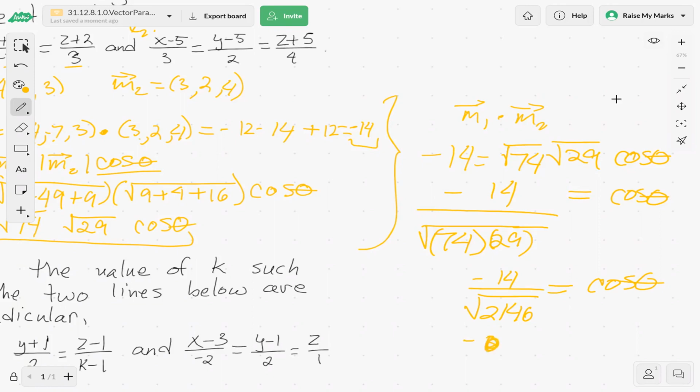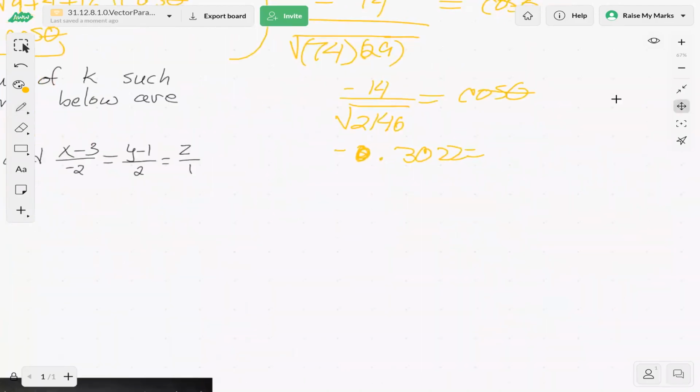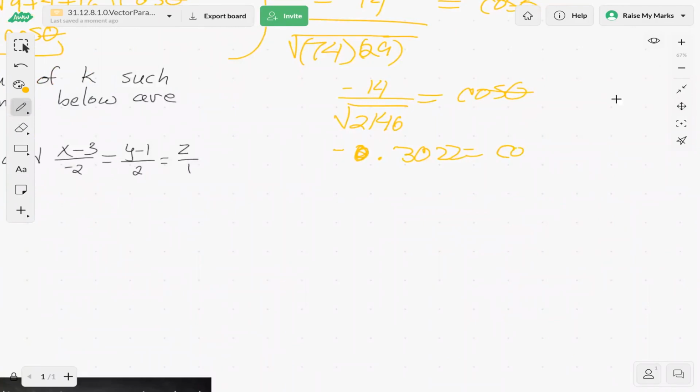So we end up with negative 0.3022. That equals, there's never enough room to do math, I find, for computations. So that's a cosine of theta. So let's take cos inverse. Oh, theta equals 107.6 degrees approximately.